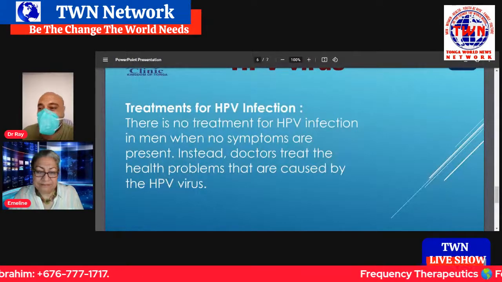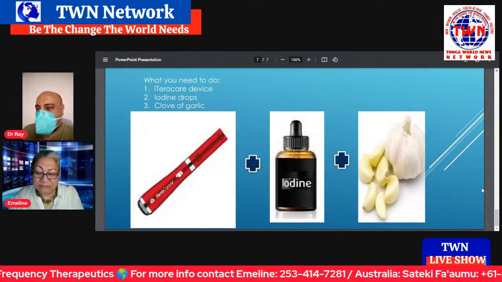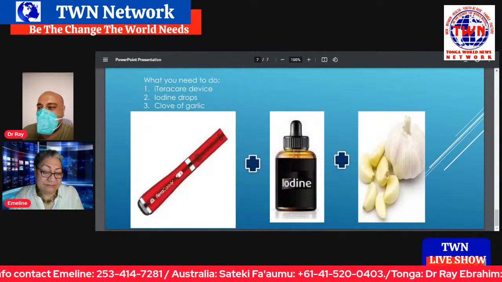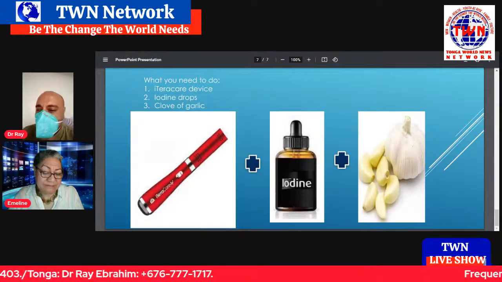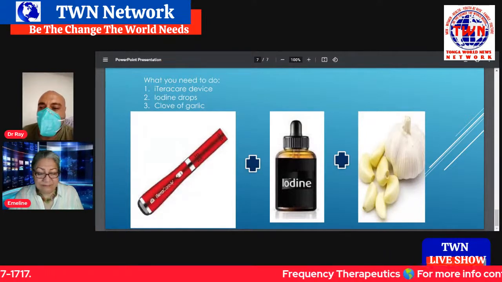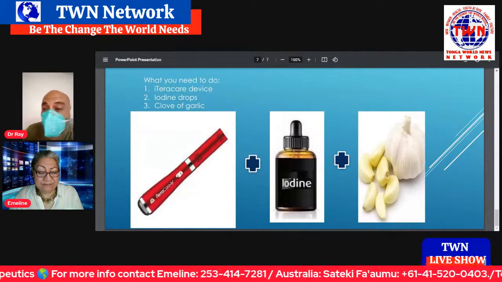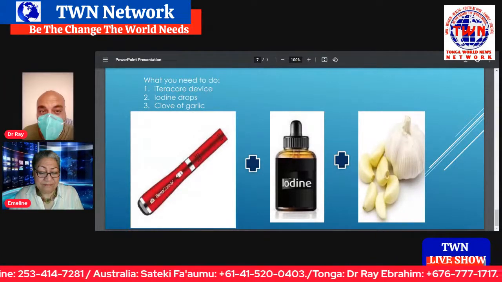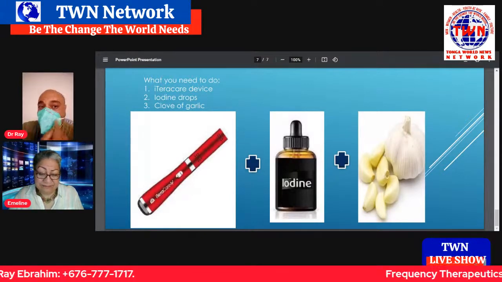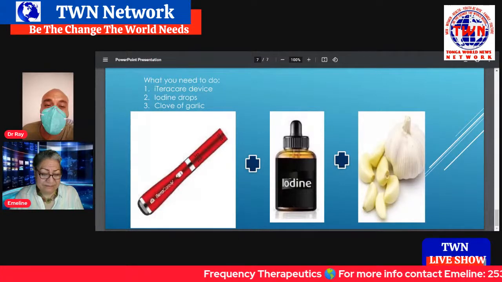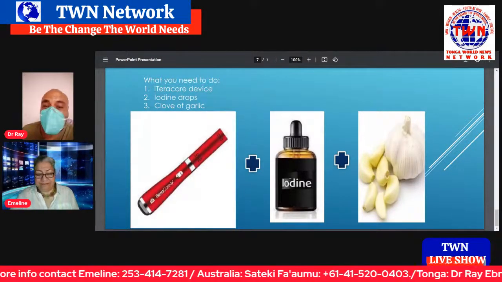But nowadays, if we go to page 7, the last page, what you need to treat the HPV virus is an iTeraCare device, iodine drops, and a clove of garlic. You take one clove of garlic and smash it, then put 4 drops of iodine on it, mix it, and cover it for 5 minutes. Then apply it to the area where you have the HPV, like the warts some people have here or there or on the arm, anywhere, and massage it in with this mix. After 1 minute you use the iTeraCare.